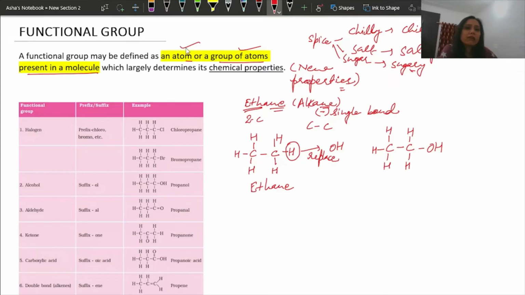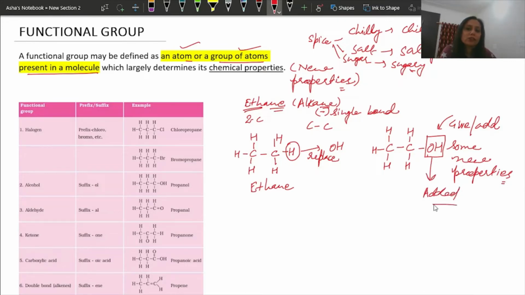So similarly, whenever a new atom or a group of atoms is added in a molecule like this here, this new group of atoms or atom will impart, or give, or add some new properties. And the newly added thing is called a functional group basically.